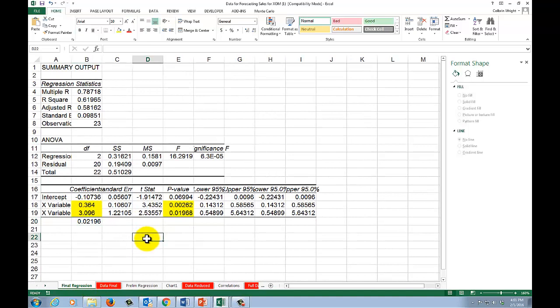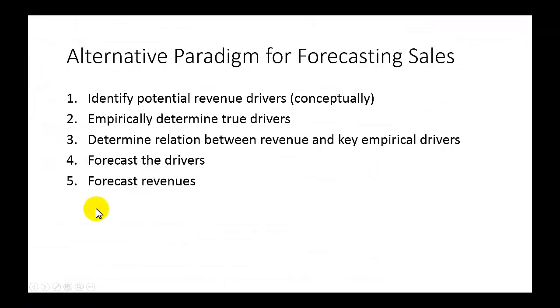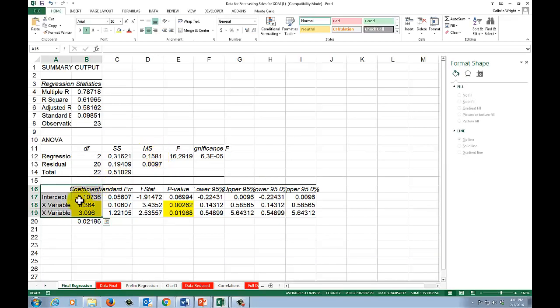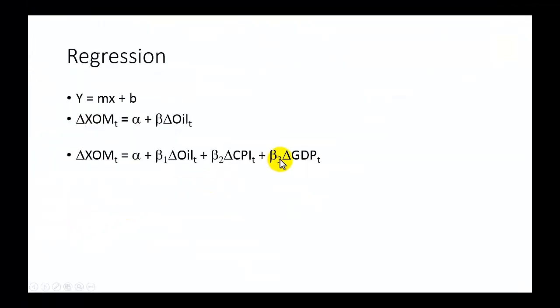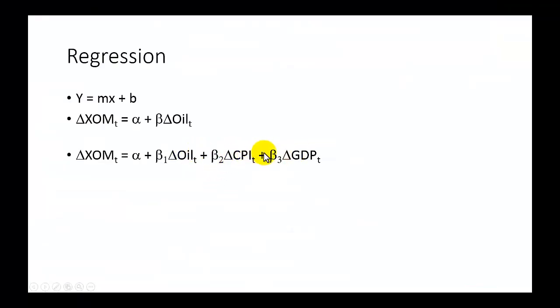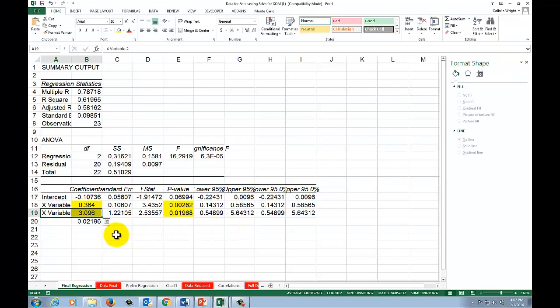And again, you can see that I've got my coefficients. So I've got my beta 1, right here is my beta 1. And I've got my beta 3, which is right here. And remember, I cut out CPI, so we don't have a beta 2. So if I was going to write the equation that came from this, my equation would be this.